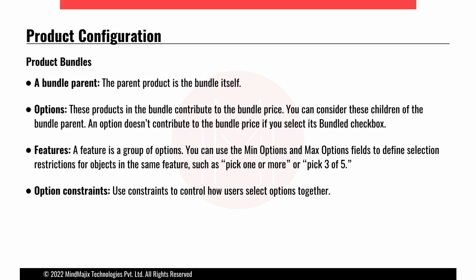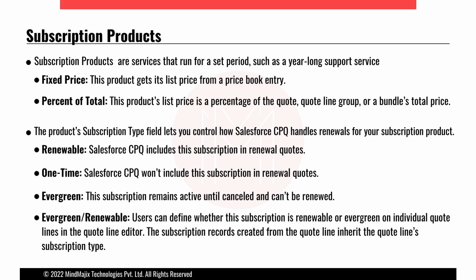Now features. A feature, as I said, is a grouping of options. You can set a minimum quantity and maximum quantity and so on. And then we have option constraints. Option constraints we can see later.